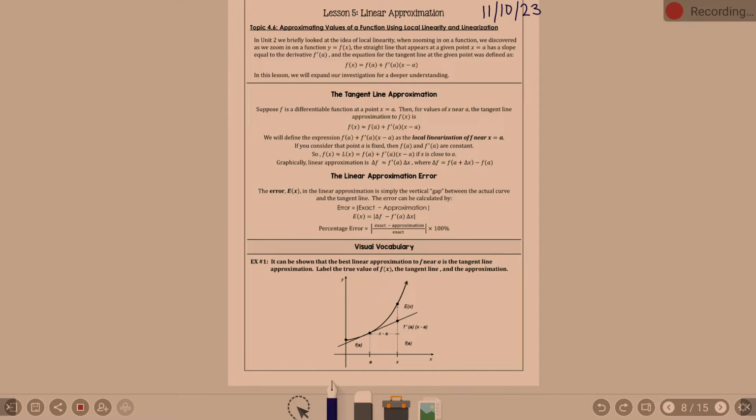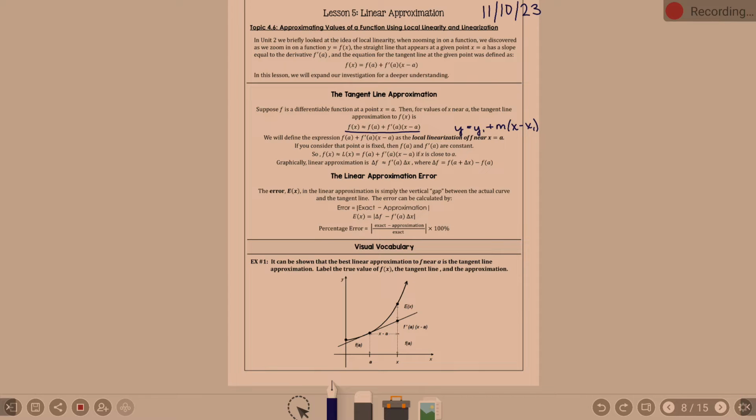Okay, so tangent line approximation. Suppose f is a differentiable function at a point x equals a. Then for values of x near a, the tangent line approximation is approximately equal to f of a plus f prime of a times x minus a. That is the same idea as saying y equals y1 plus m times x minus x1, which is our modified point-slope form.